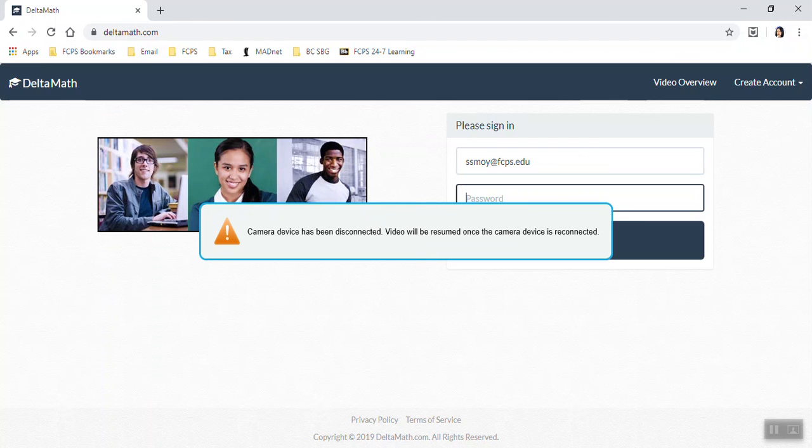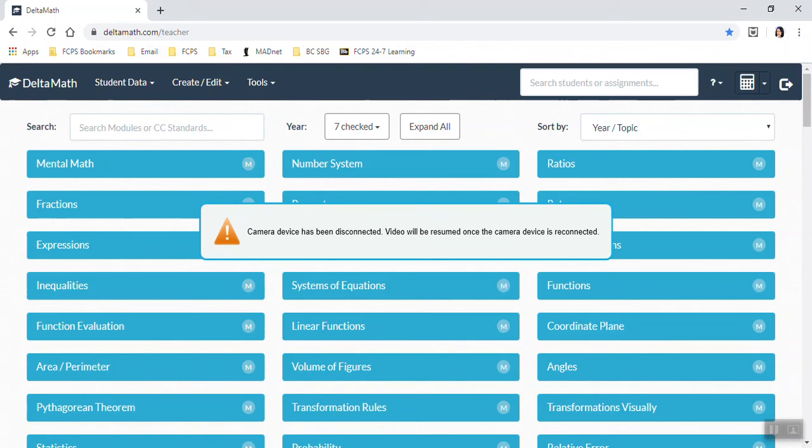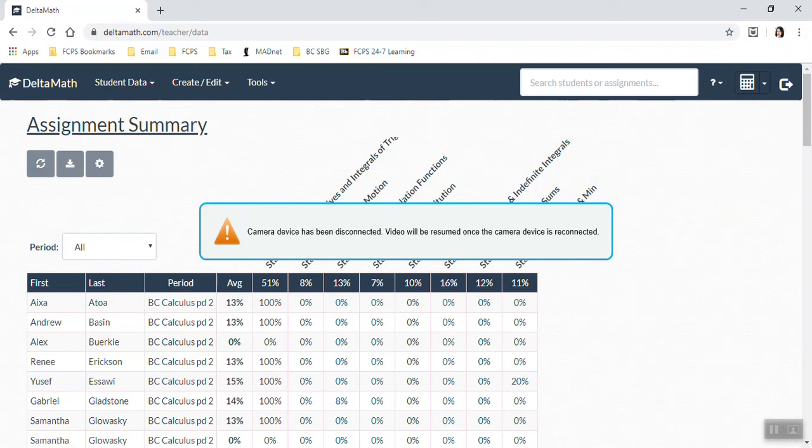Okay. Log in. Make sure it says email, but just use the username that you logged in with. And then you're going to go to standard 15.